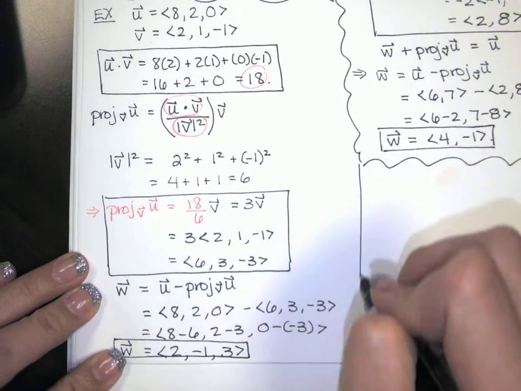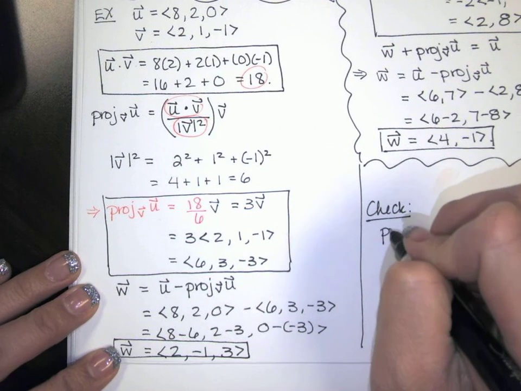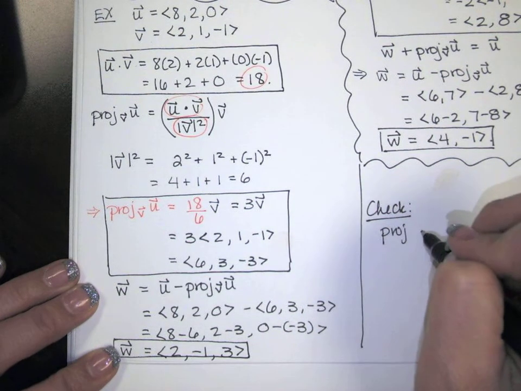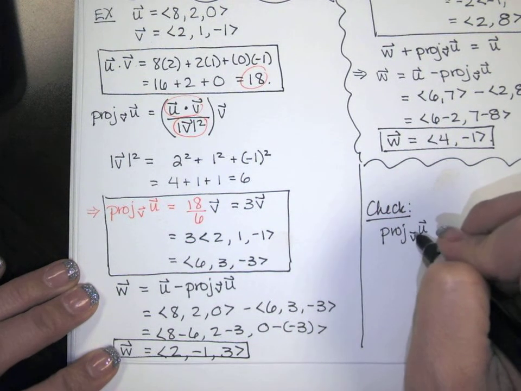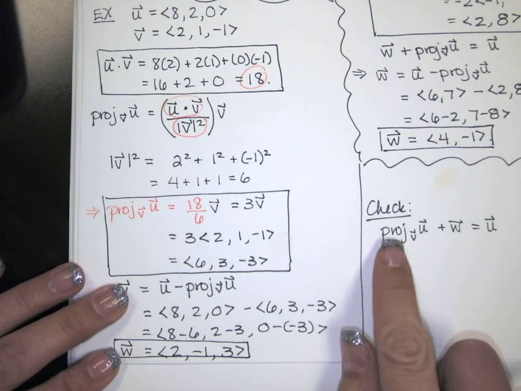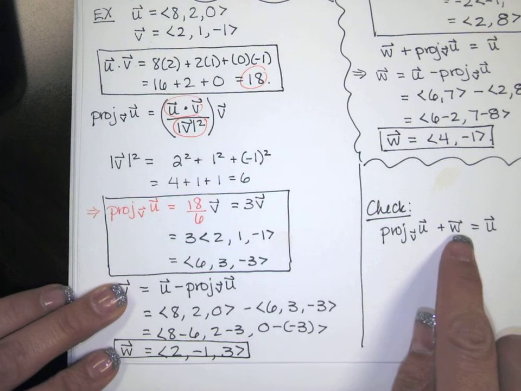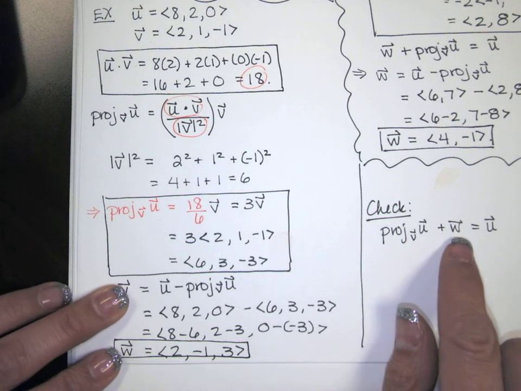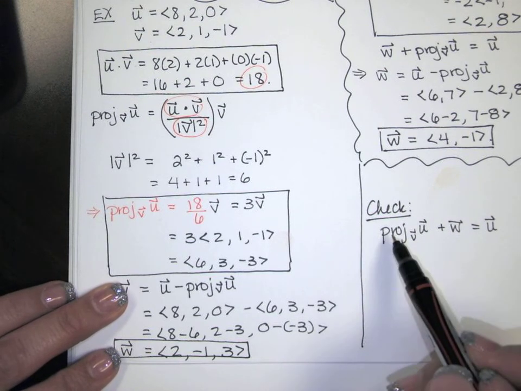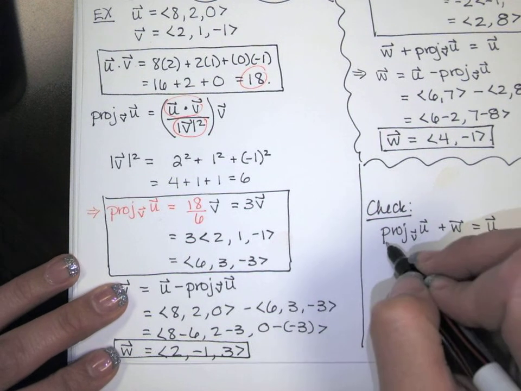Now, just to check our work, let's make sure that the projection and W add to give us the vector U. This is the part of U that's parallel to V, and that's the part of U, or the component of U, that is orthogonal to V. So it's parallel and orthogonal, or parallel and perpendicular if you prefer.